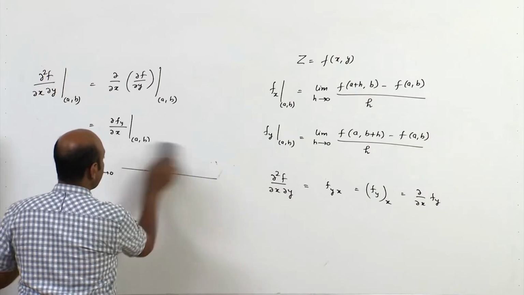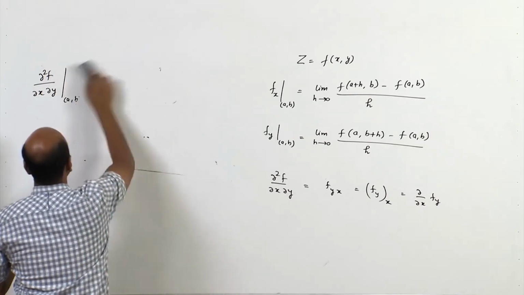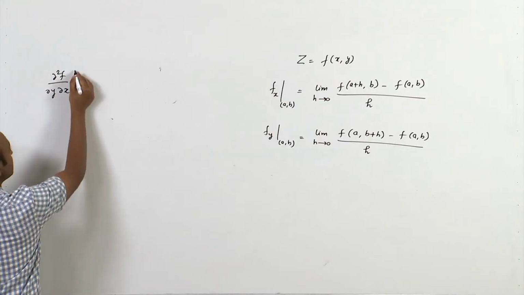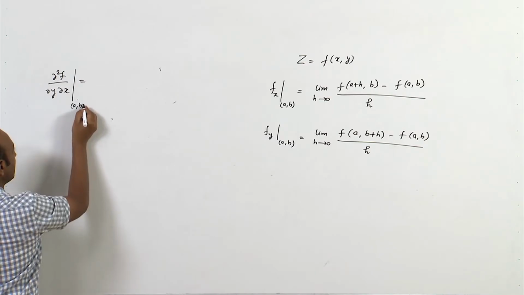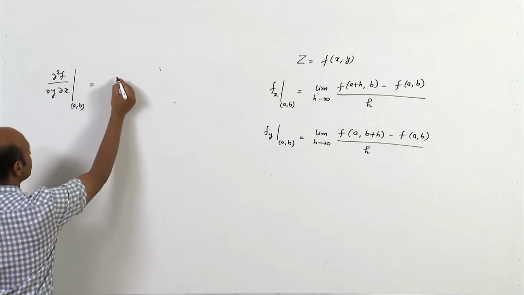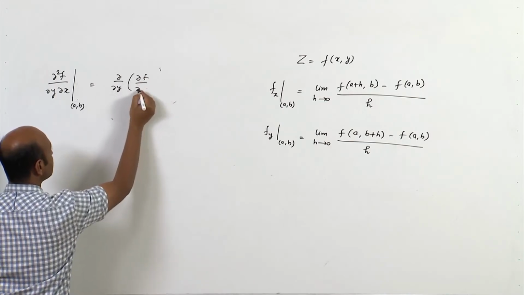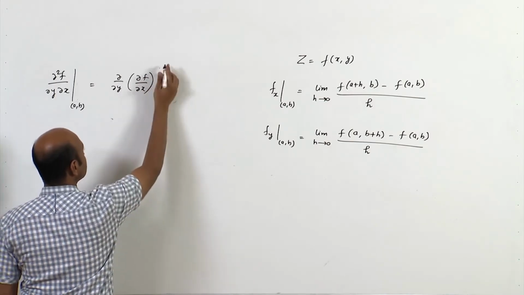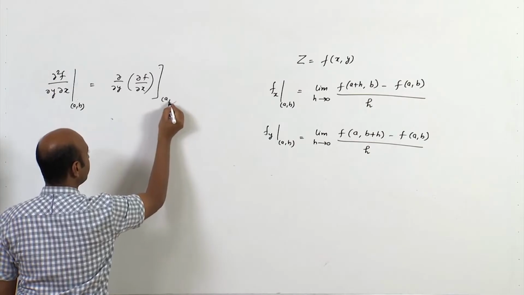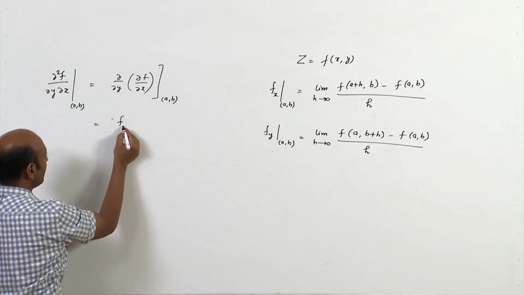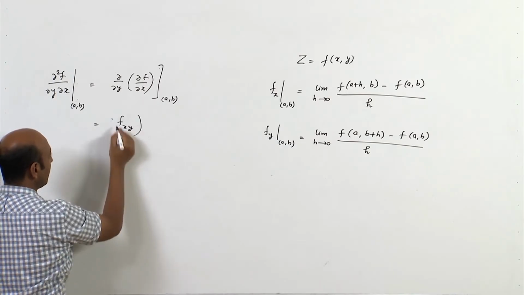Now, the second one is ∂²f/∂y∂x at (a, b), which is also represented as ∂/∂y of ∂f/∂x at (a, b), or it is f_xy at (a, b).